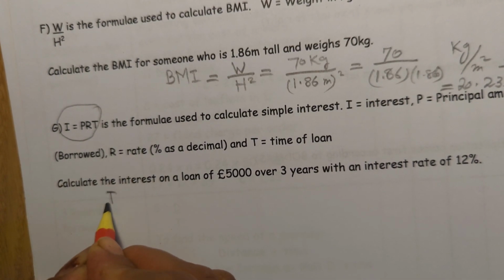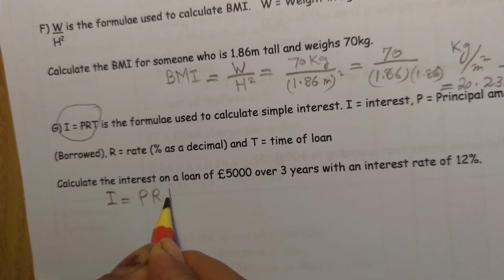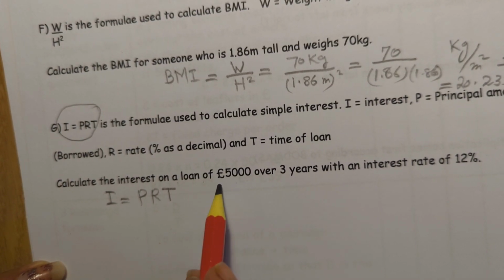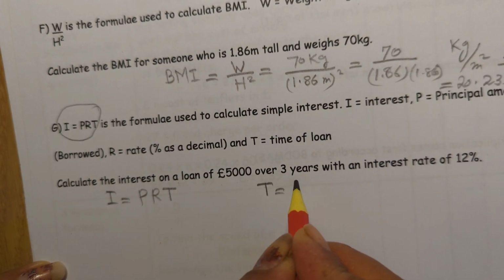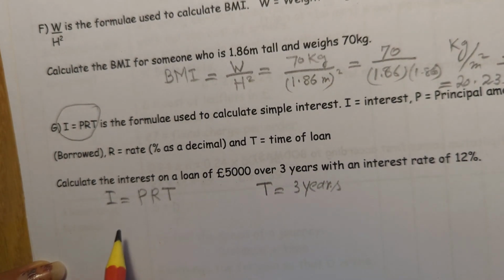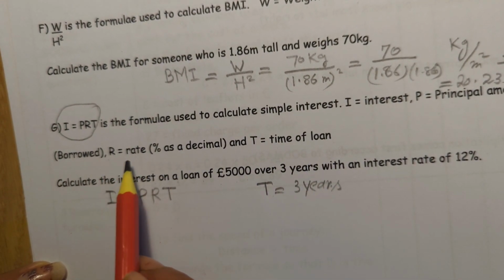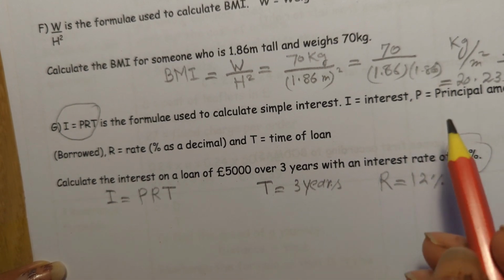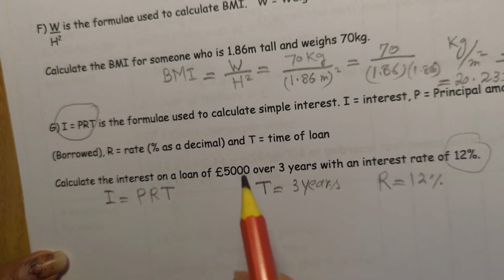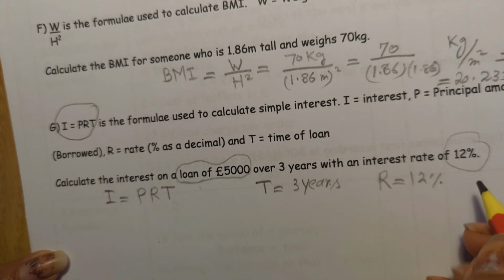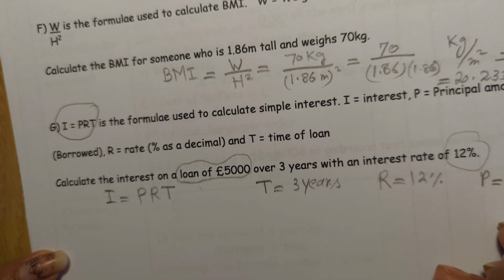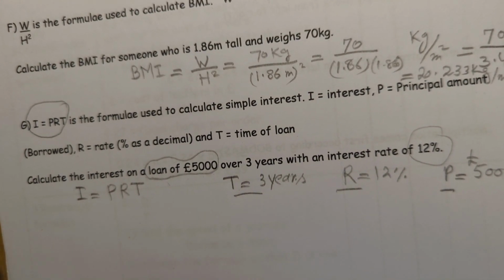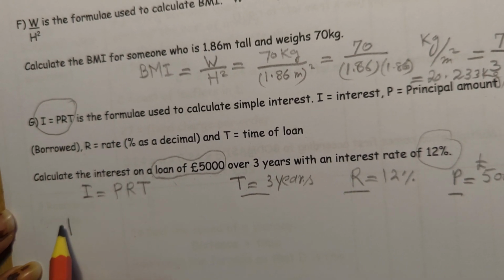So first of all, I will write the formula PRT. Calculate the interest on a loan of £5,000 over 3 years. Time period is here 3 years, right? Time of loan T, right? R is the rate, and rate here is 12%, right? And P is the principal amount which is borrowed, and the principal amount borrowed or loan is 5,000. So we will write here P is equal to £5,000, right? Just put these values T, P, I, R in this question and you will get the interest.